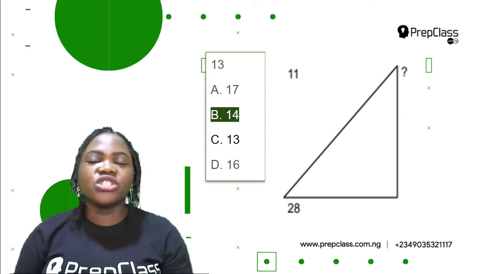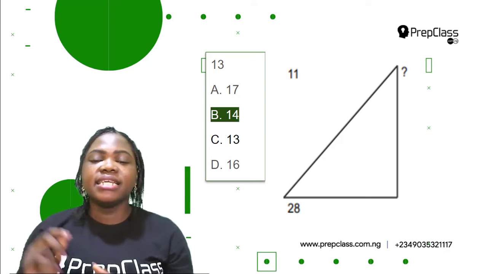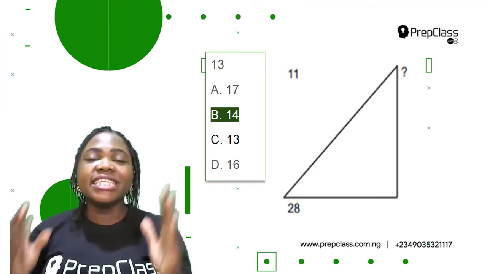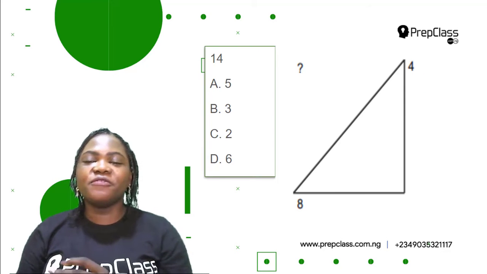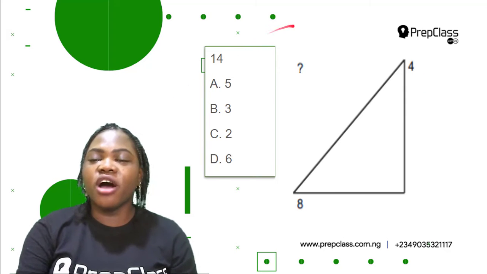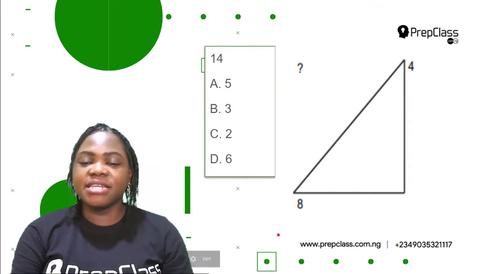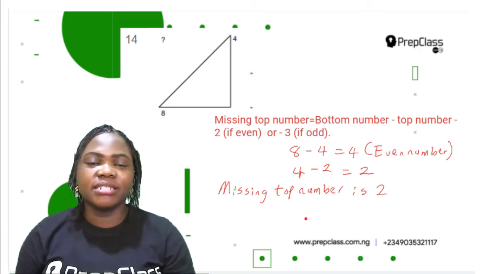So let's find out which of the options is correct. A is 17, B is 14, C is 13, D is 16. So the correct option is B, 14. Check. Alright, so number 14, we are given one of the top numbers as 4. The second top number is missing, and then the bottom number is 8. So how do we find the missing top number?